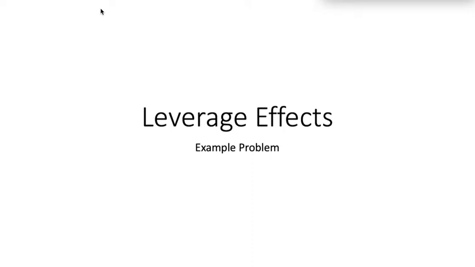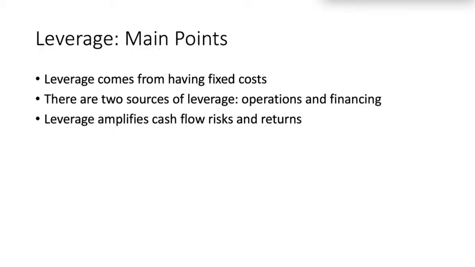So in this example, we're going to look at some leverage effects that we talked about in chapter 12. The main points here are, first of all, that leverage comes from having fixed costs, and these fixed costs can be related to operations or they can be related to financing. But the main point about leverage is that it amplifies the firm's cash flow risks, right? Amplifies the risk and return. So in particular, the sensitivity of the cash flow to shareholders.